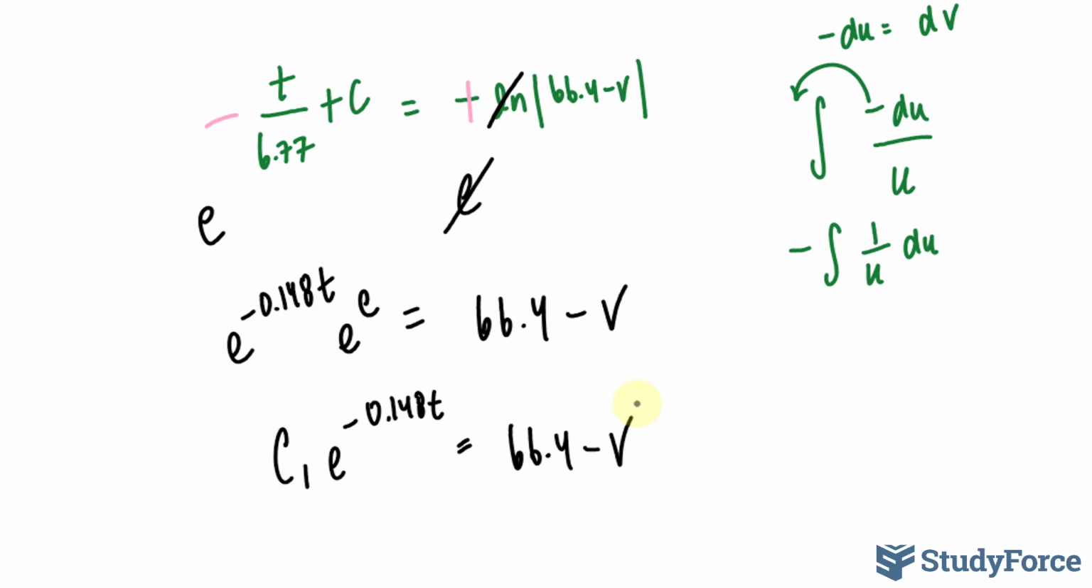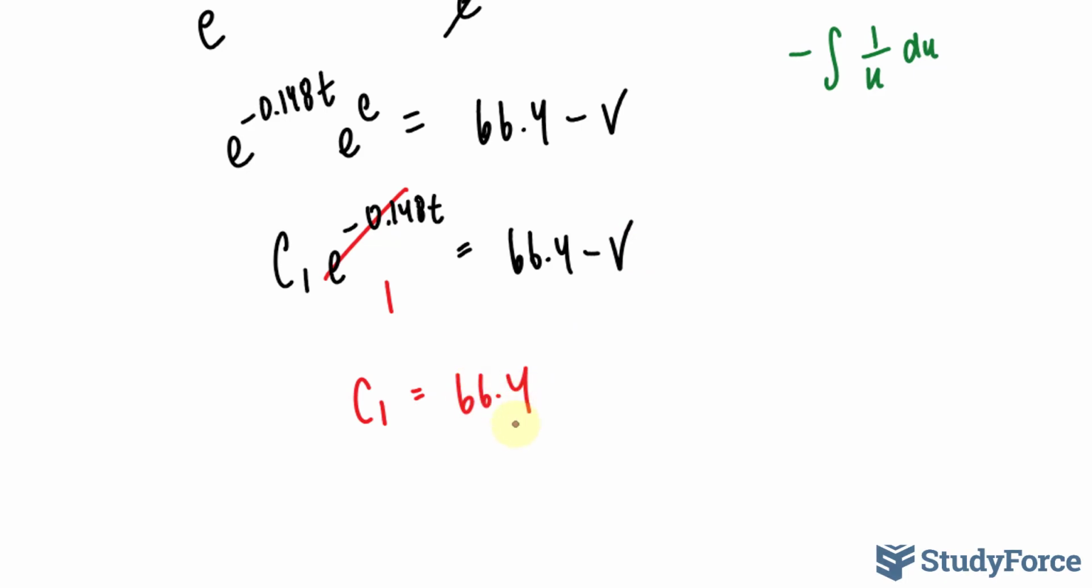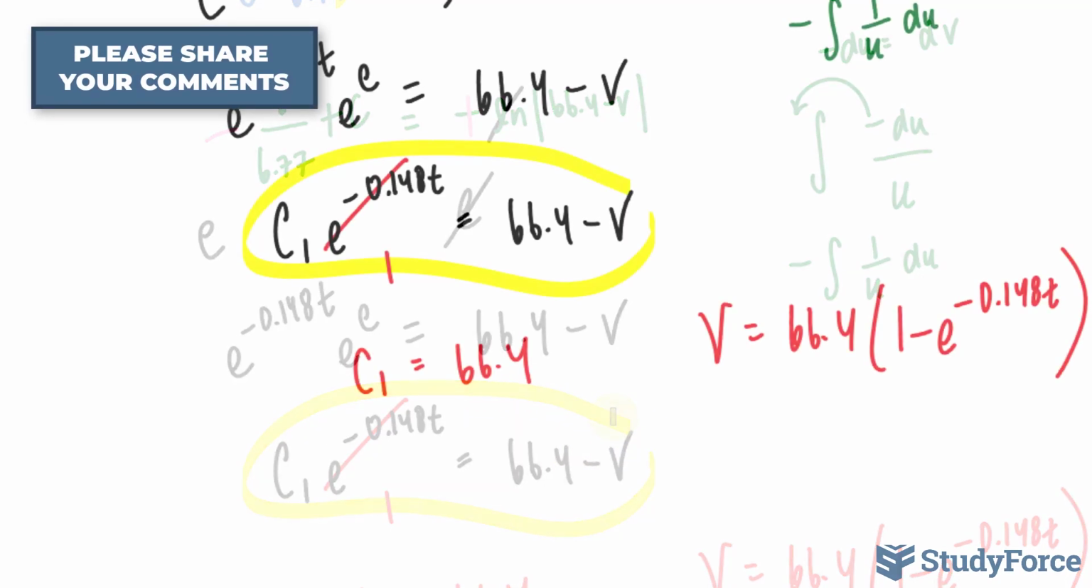Since v is equal to 0 when t is equal to 0, this will become 1 because e to the power of 0 is 1. And this will become 66.4 minus 0, which is 66.4. Therefore, our final equation becomes v is equal to 66.4 bracket 1 minus e to the power of negative 0.148 t. And I modeled this using the equation we found up here. I solved for v, and that's what I end up with.